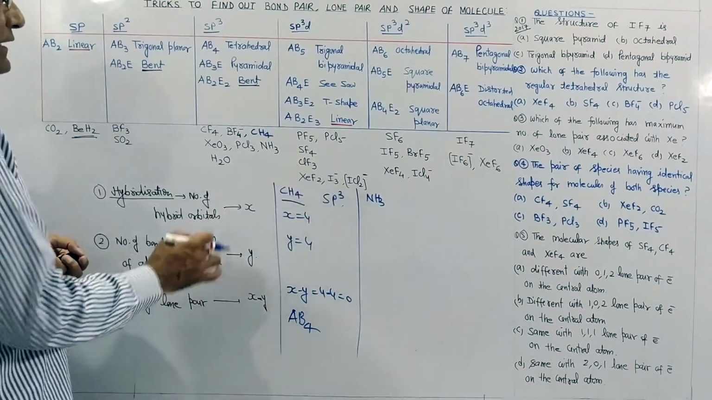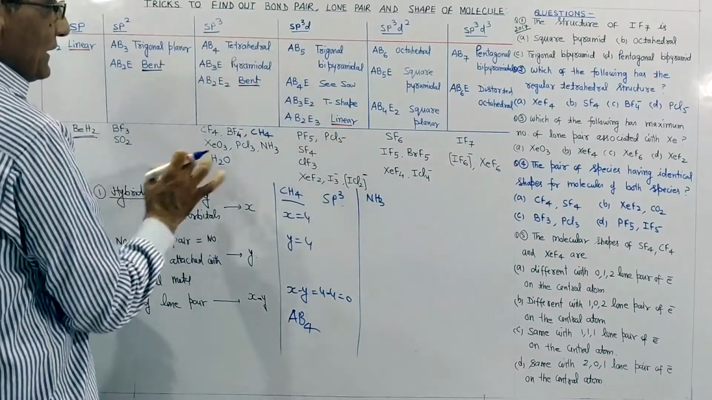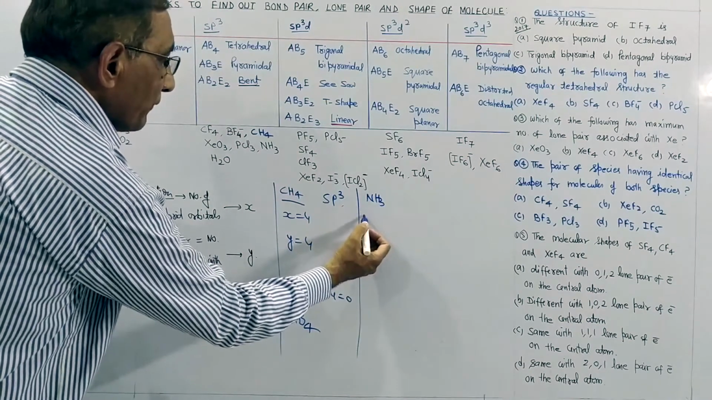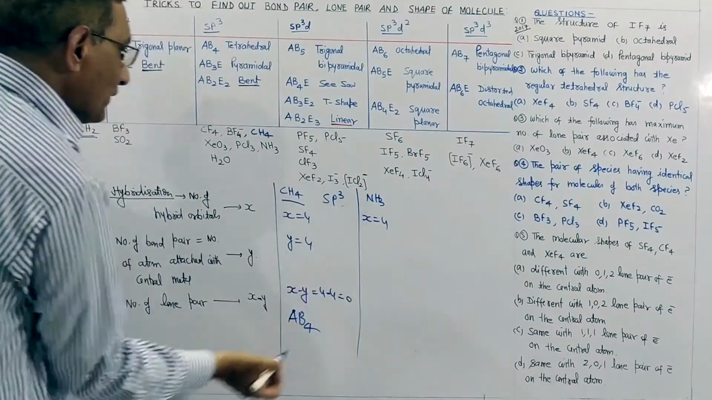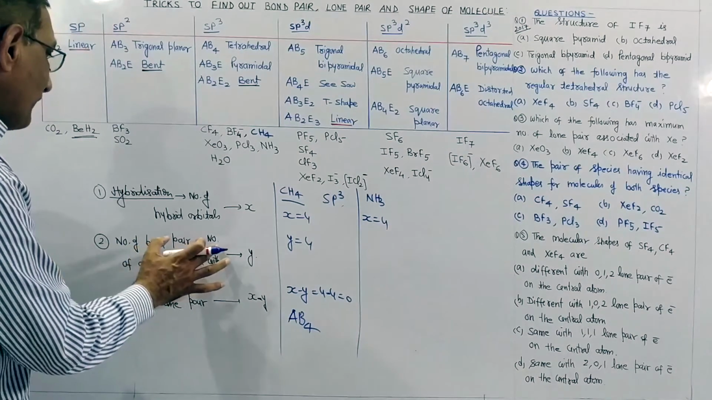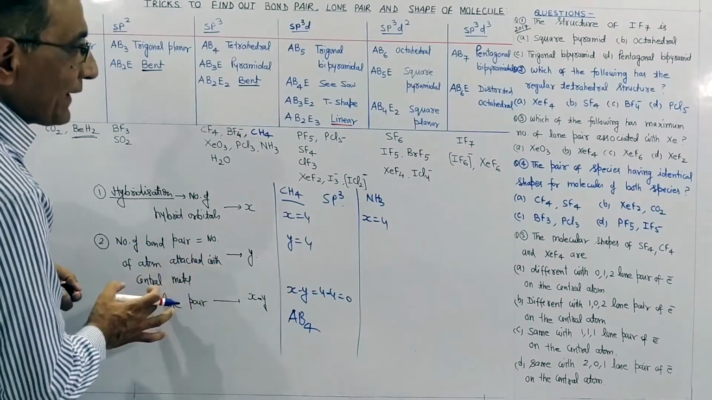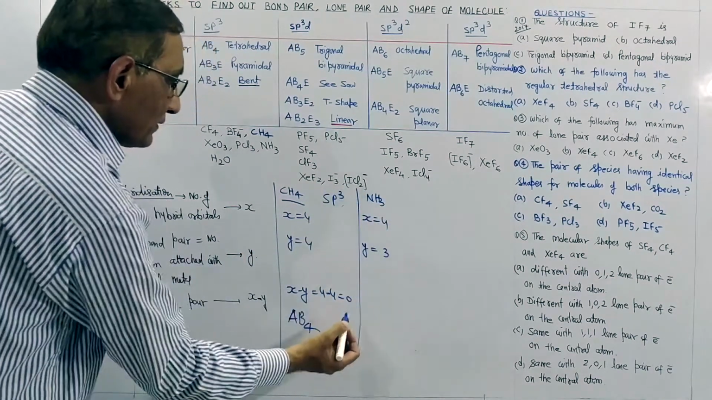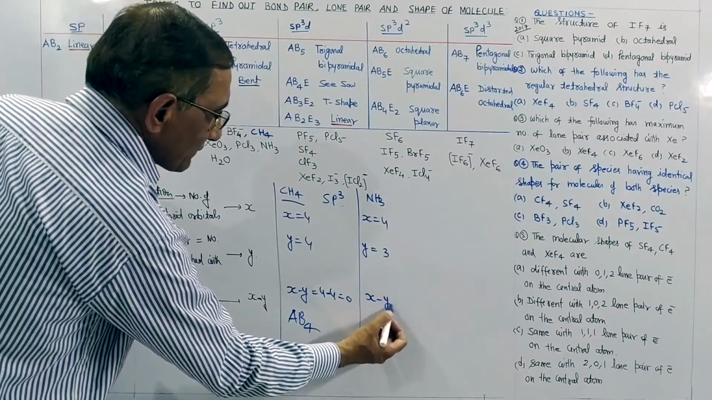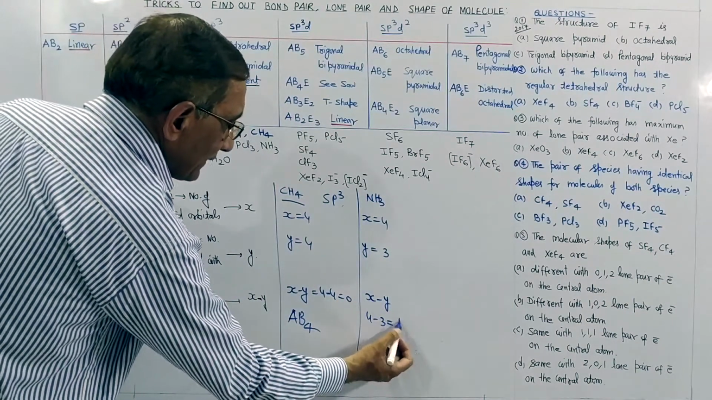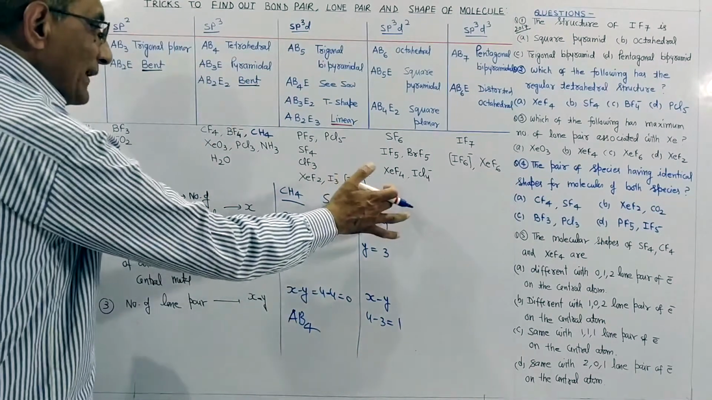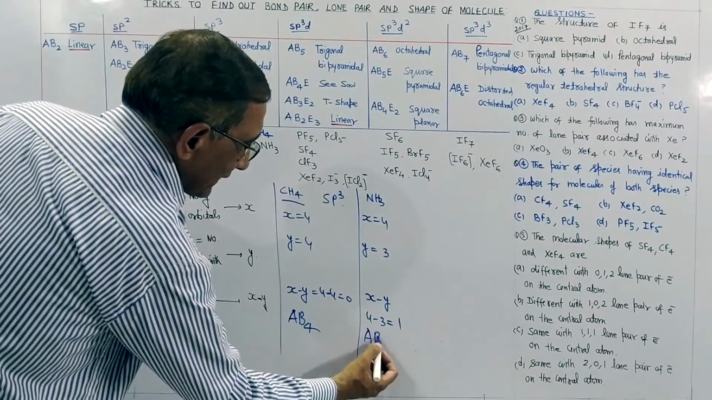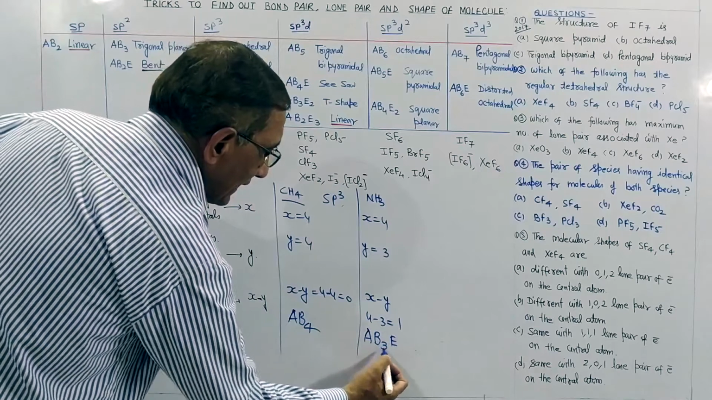Now in case of ammonia, again hybridization is sp3. Ammonia also belongs to this category. So hybrid orbitals are 4. So the x value will be 4 and the number of bond pairs will be equal to the number of atoms attached with the central metal. 3 hydrogens are attached with N. So the y value will be 3 and lone pair will be x minus y. 4 minus 3 means 1. So in the ammonia molecule we have 3 bond pairs and 1 lone pair. So this molecule belongs to this category, AB3E.